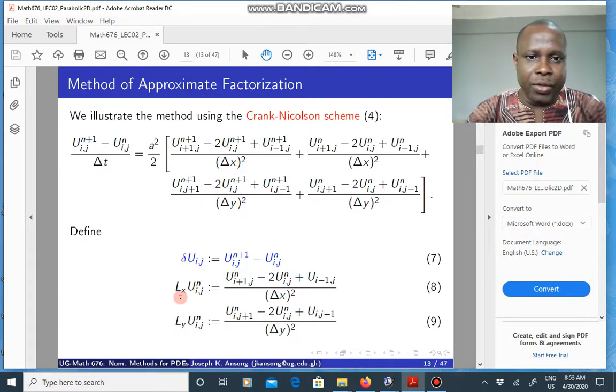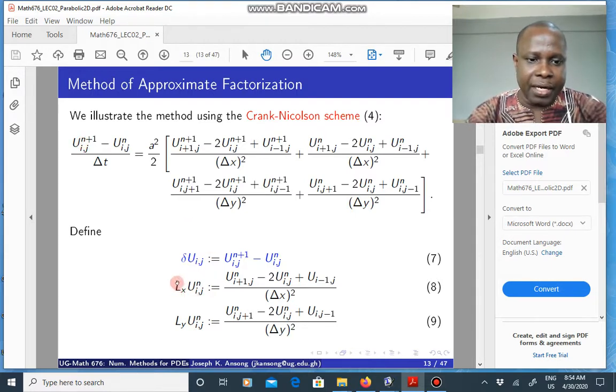So we want to illustrate it using the Crank-Nicolson scheme that we've seen before, and I've written it here. So this is the Crank-Nicolson scheme for the 2D parabolic equation. To simplify things, we define some operators. So you let delta Uij be equal to the difference. So this difference will just be represented by this.